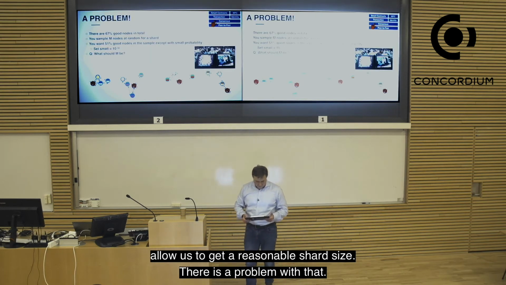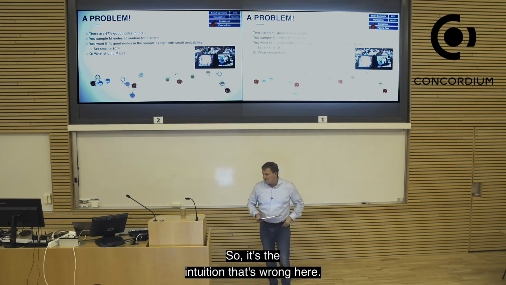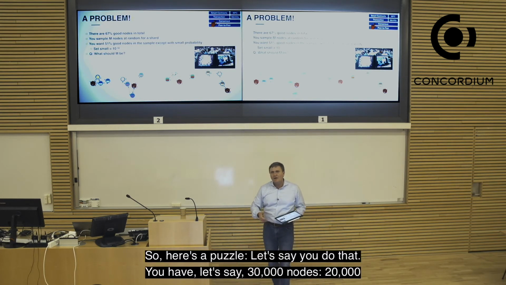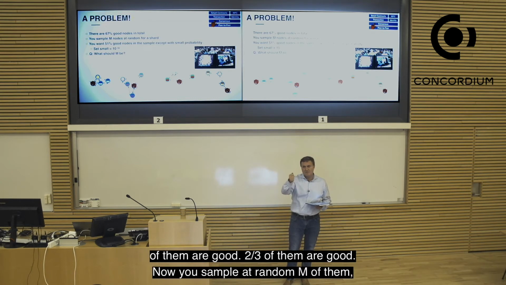Did I lose? No. There is a problem with that. No. So the intuition is wrong here. So here's a puzzle. So let's say you do that. You have, let's say, 30,000 nodes. 20,000 of them are good. Okay, 2/3 of them are good.